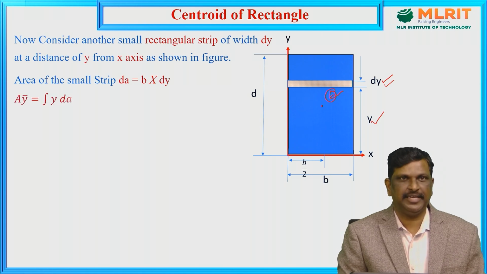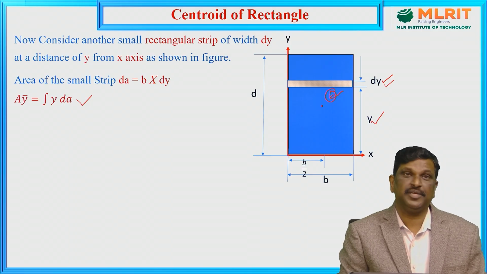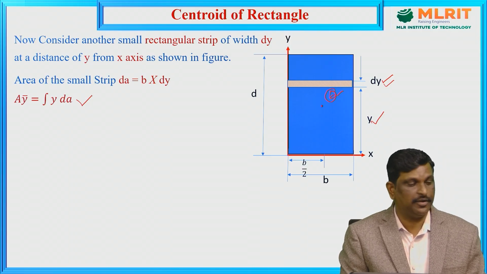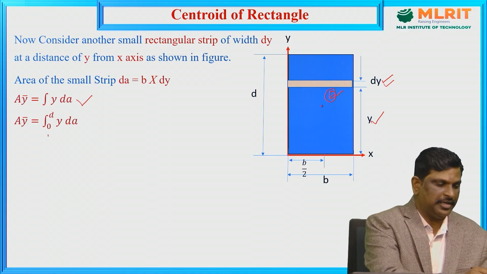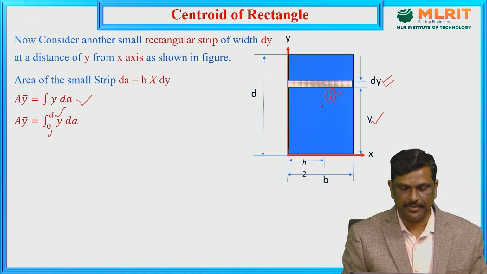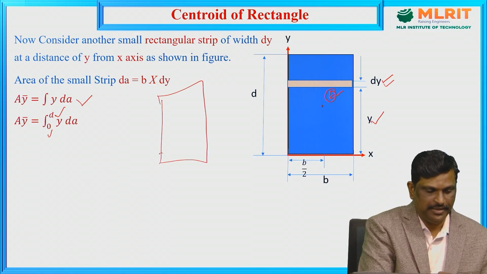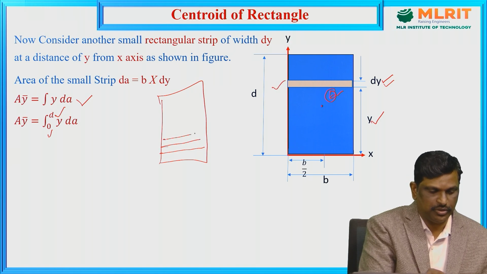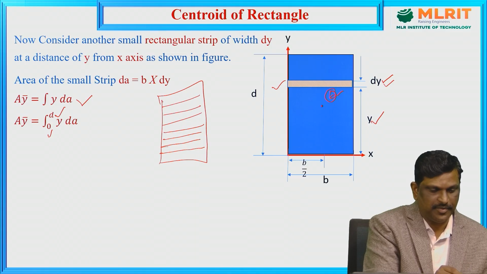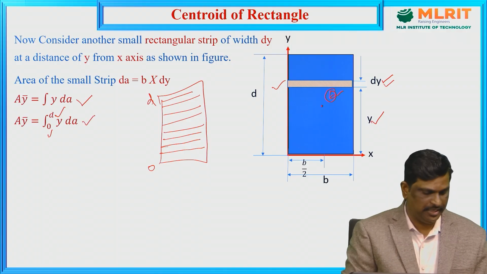The formula for finding the centroid in integral form is A y bar is equal to integral y dA. Now substitute the values here. A y bar is equal to integral 0 to d of y dA. Here the limits are 0 to d. Let us look at the diagram. The rectangle entire area will be formed by placing the small strips which we have considered, one above the other from 0 to d. That's why the limits are from 0 to d.